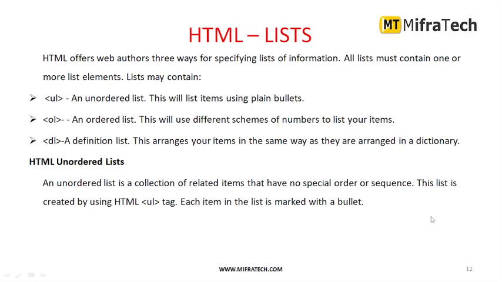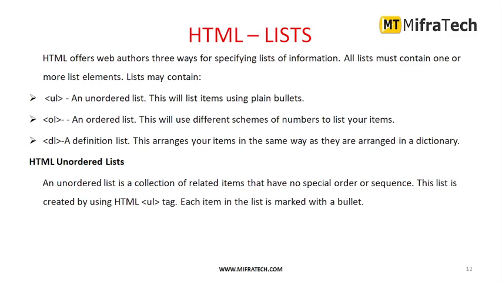Let's see one by one. HTML offers web authors 3 ways for specifying a list of information. All lists must contain one or more list elements. Any list may contain an ordered list, an unordered list, or a definition list. Unordered list, this will list items using plain bullets.